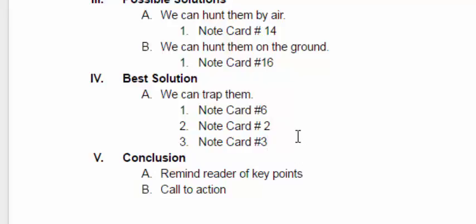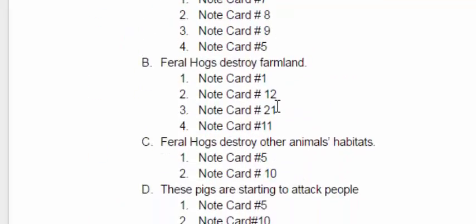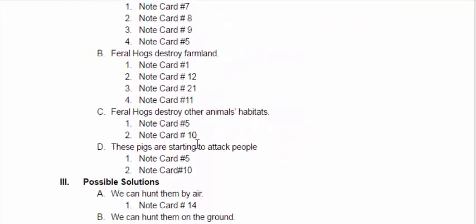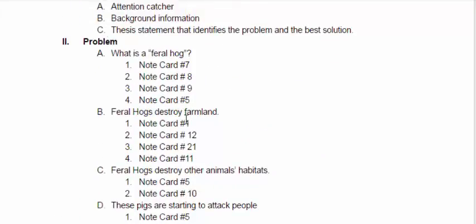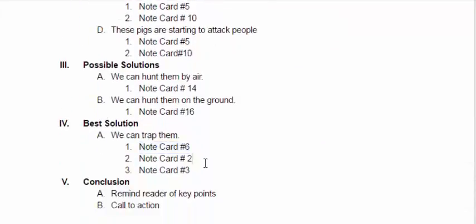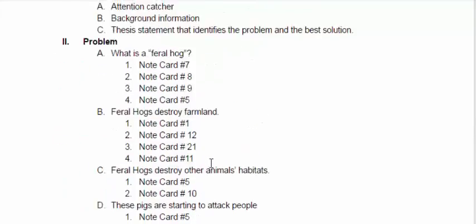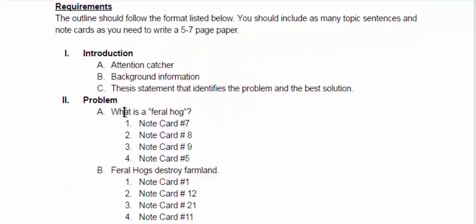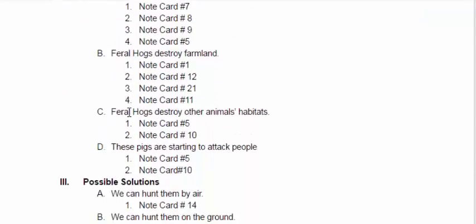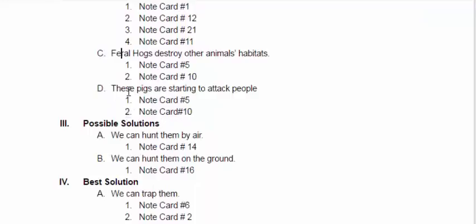Now when I start to write this, I might not use card number 3 because maybe it's got a lot of information that number 2 and 6 already cover. That's okay. This is an outline. There's lots of places to improve here. But once all of this is filled out, once you have all the note cards filled in, once you have them together with a topic sentence, again, topic sentence, I don't just go definition and then farmland and then habitat and then people. Use sentences. That will help you write them.